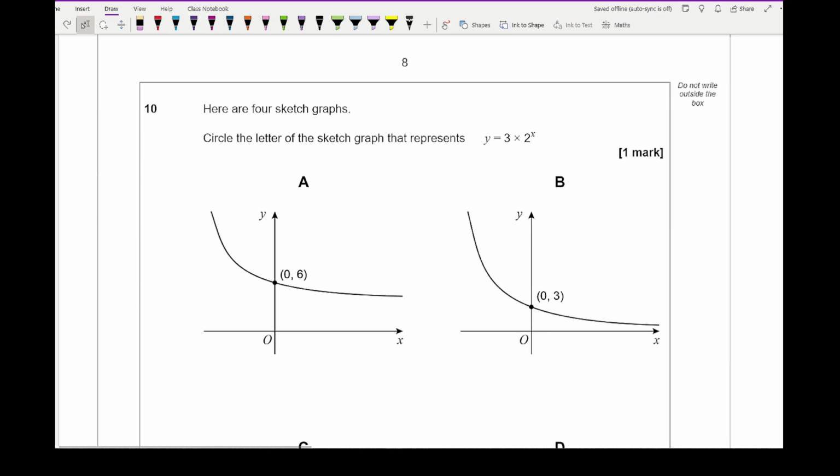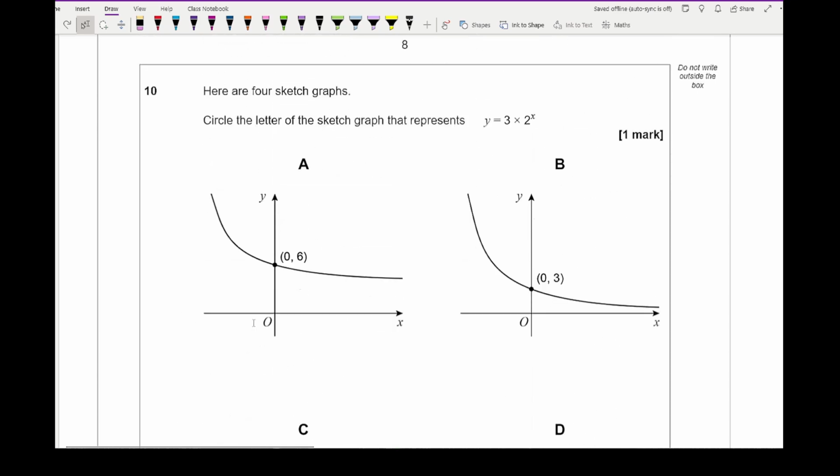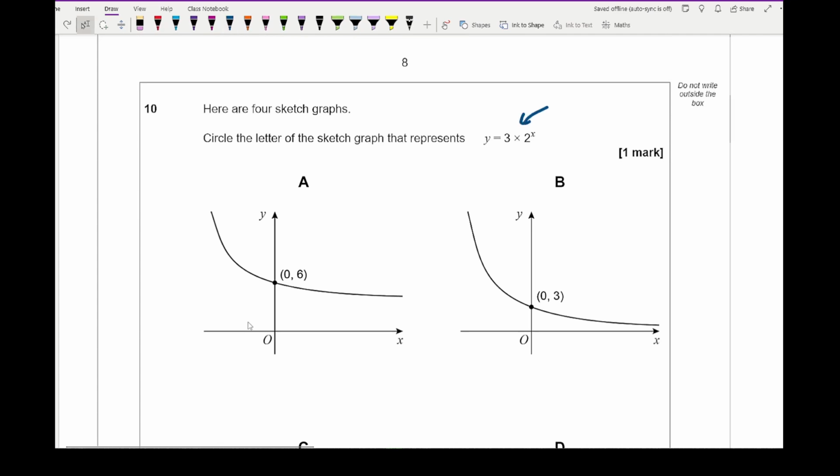Moving on to question 10, it says, here are 4 sketch graphs. Circle the letter of the sketch graph that represents y equals 3 times 2 to the power of x. So what we're looking for is an exponential graph, and on all the graphs we've got the y-intercept. To find the y-intercept, all we need to do is sub in x equals 0. If I do that, I get y equals 3 times 2 to the power of 0, which is 3 times 1, because anything to the power of 0 is 1.